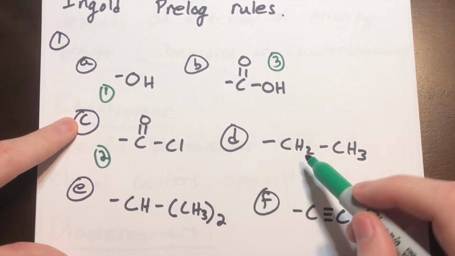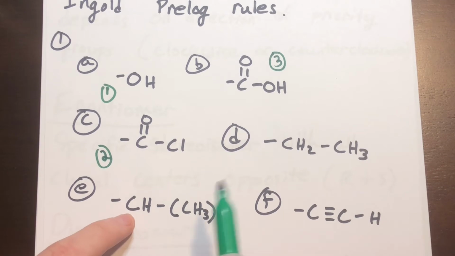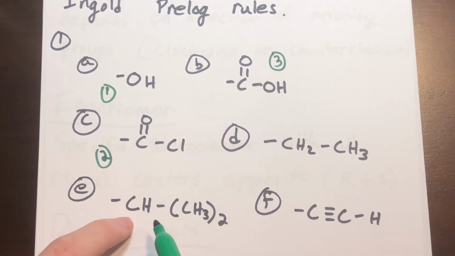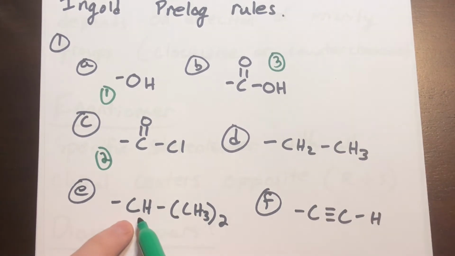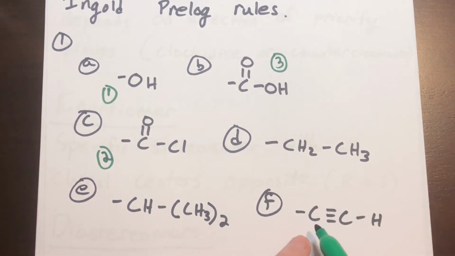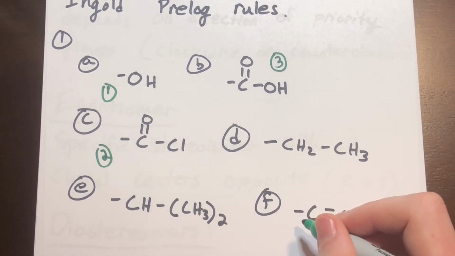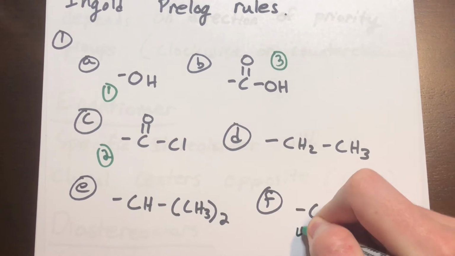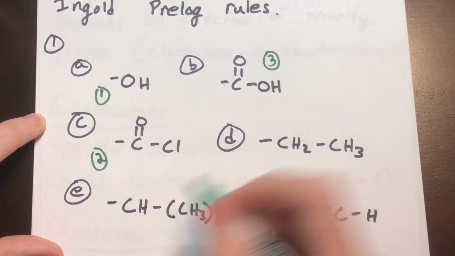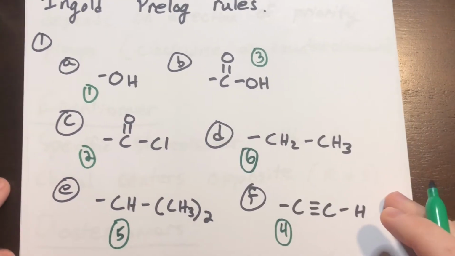Okay, now let's move to group D. Group D is a carbon bound to 1 carbon and 2 hydrogens. This is a carbon bound to 1 hydrogen and 2 carbons. So this one is heavier relative to D, because it is bound to 2 carbons, whereas D is only bound to 1. So we know that E is higher than D. And this carbon is triple bound to a carbon, which we consider in the Cahn-Ingold-Prelog rules as this carbon being bound to 3 more carbons. So we consider F to be a higher priority than E. So this would be 4. And then we said that E was higher priority than D, so this is 5. And lastly, there is 6.